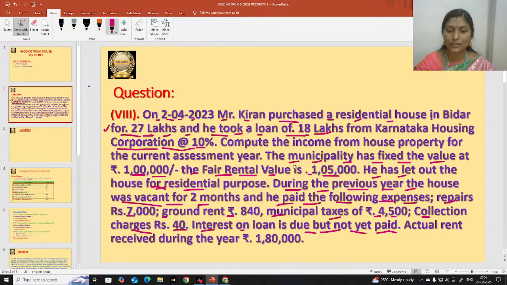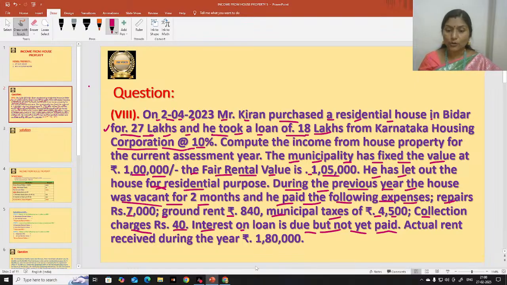You can see that also here. So the interest rate is 10%. We should calculate that on 18 lakhs. Then we will get the interest amount. That is known as interest on loan, and we can give it as deduction under section 24 subsection B. Hope this is clear for everyone.